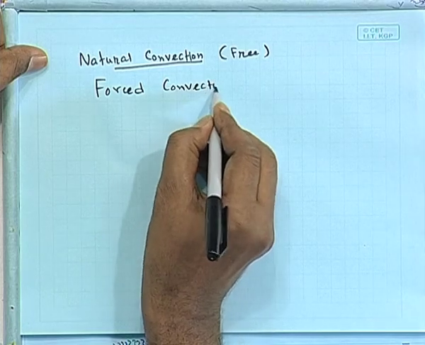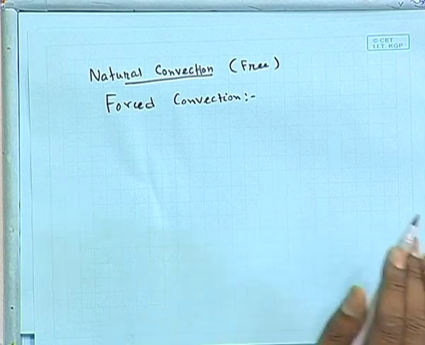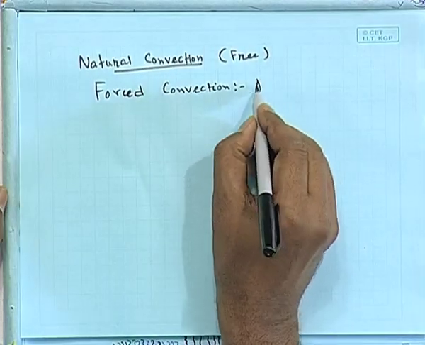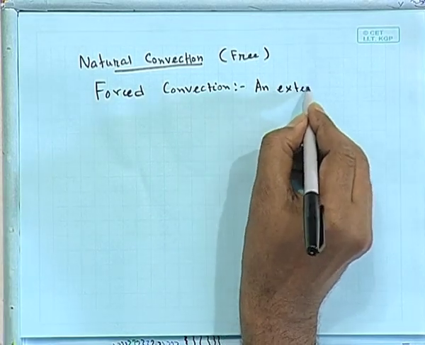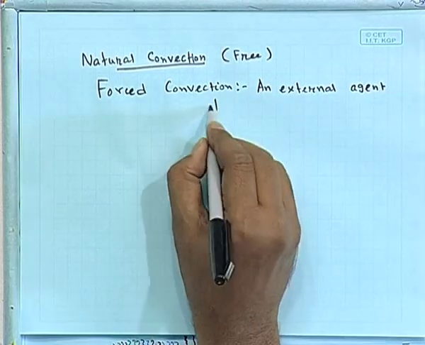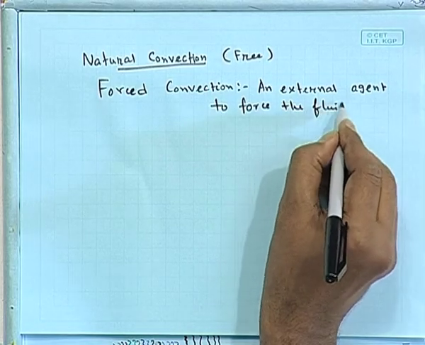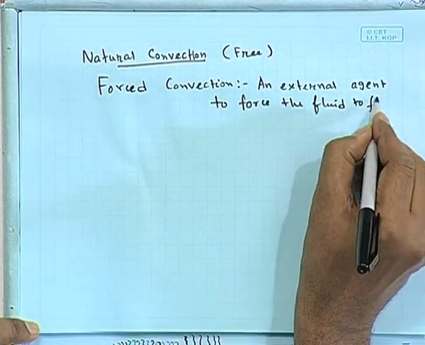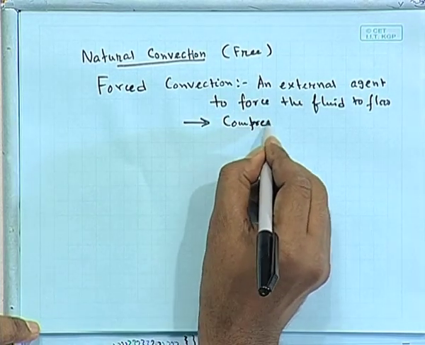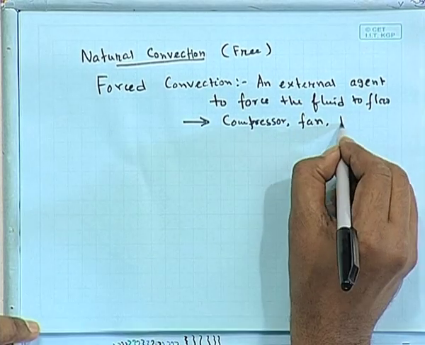In forced convection, you will be forcing a fluid to flow past either a surface or through a conduit. So, you must have an external agent which will be forcing the fluid to flow. That external agent may be a compressor, a fan, or a blower.